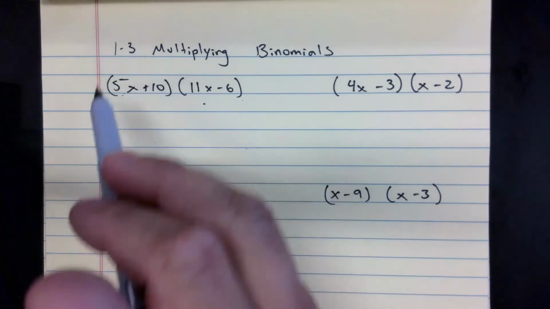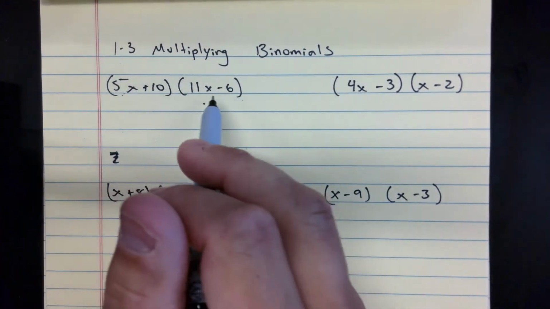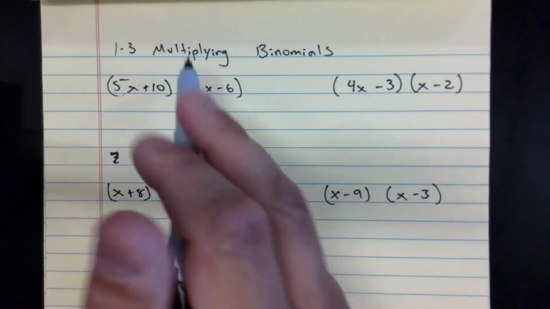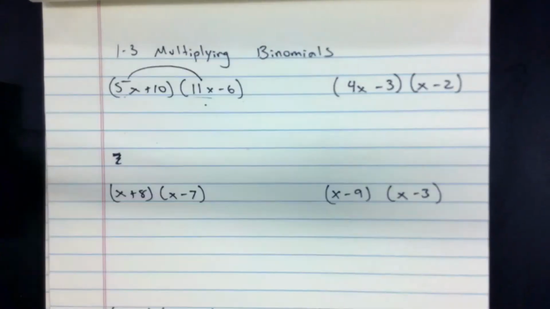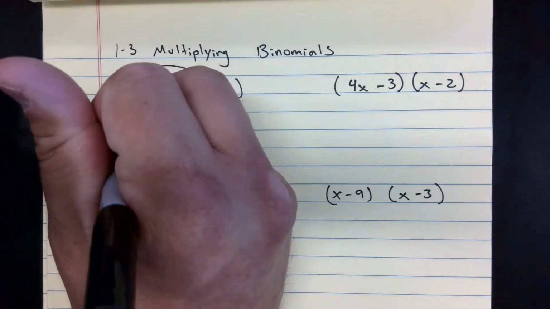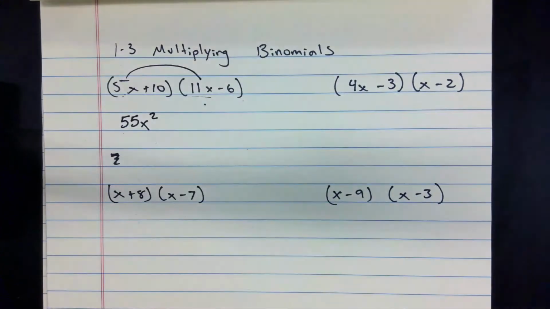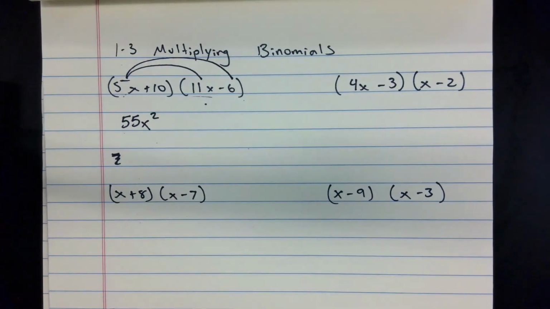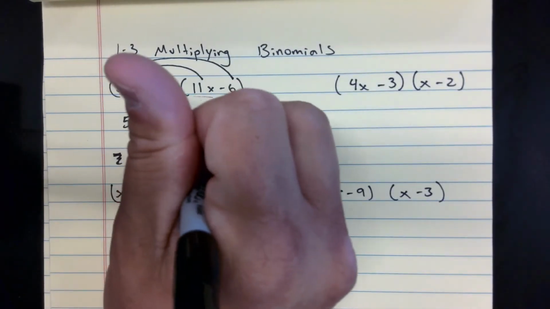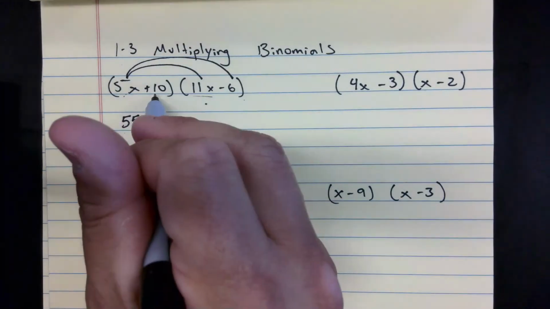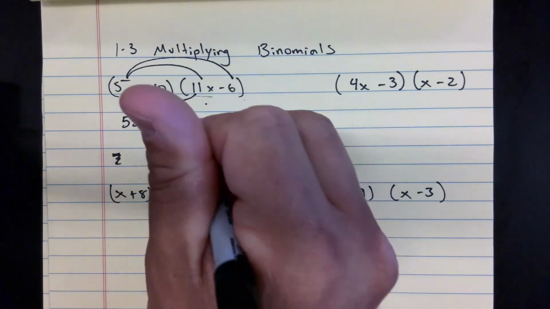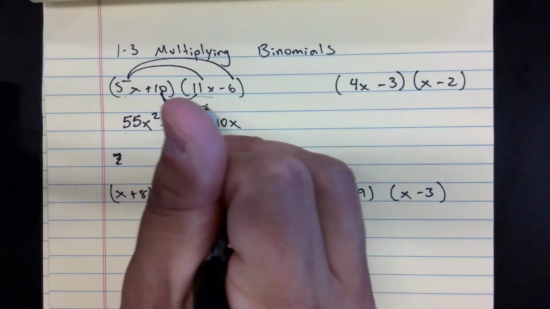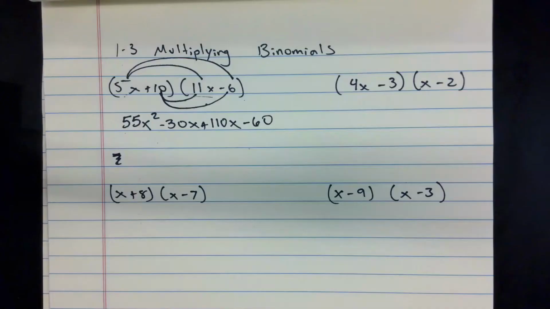The top left one says 5x plus 10 times 11x minus 6. So it's a binomial times a binomial. What we're going to do is multiply 5x times 11x, which gives us 55x squared. And then we're going to go to the outside. So 5x times the negative 6, which is negative 30x. And then 10 times 11x, which is positive 110x. And then 10 times the negative 6, which is negative 60.